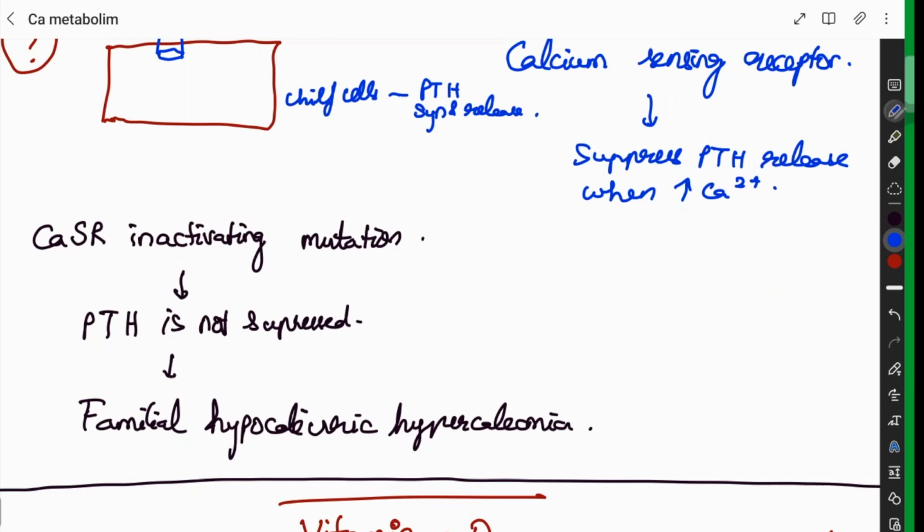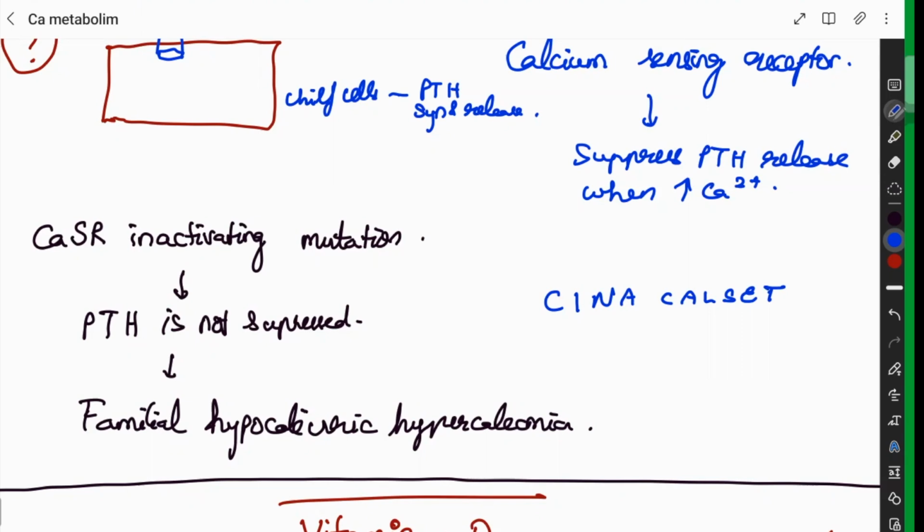Right. Now in familial hypocalciuric hypercalcemia, what happens? There is an inactivating mutation of your CASR. So which drug activates this CASR? You have a drug called cinacalcet. So what does this cinacalcet do? It inhibits your parathyroid hormone secretion. Very simple. So it is going to inhibit your parathyroid hormone secretion.